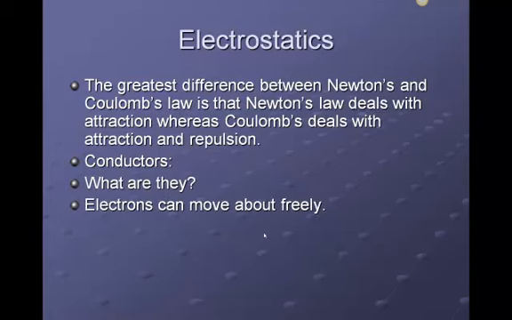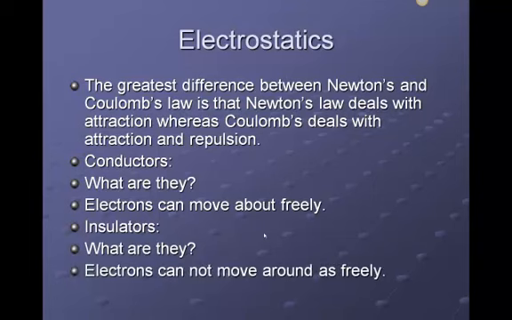These are things that electrons can move about freely in. Like metal is one of the greatest conductors. Any metals. Insulators, what are they? Electrons cannot move about as freely. They're not 100% kept out, but they don't move about as freely. So if you want a charge to move through something, you put a conductor in it. If you don't want it to move through something, you put an insulator in it.